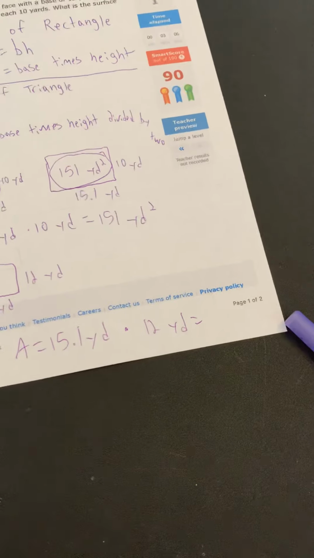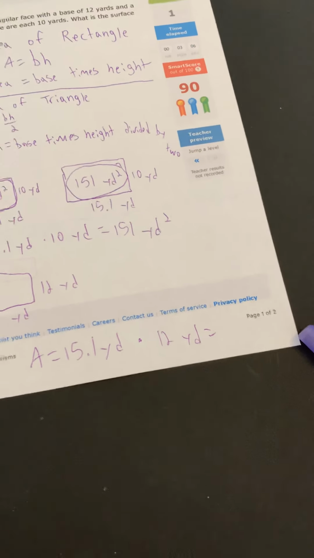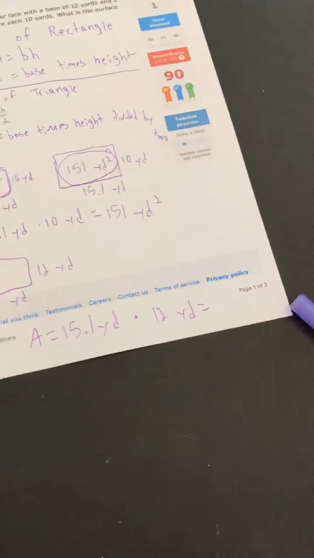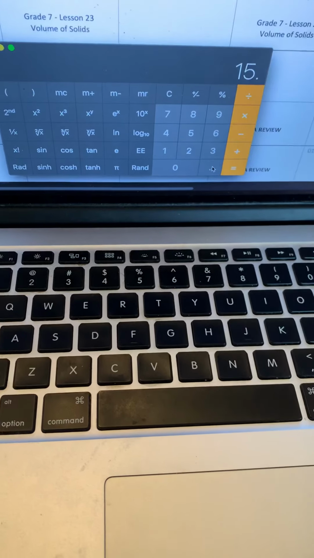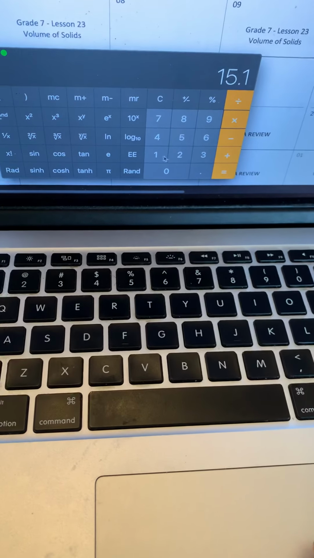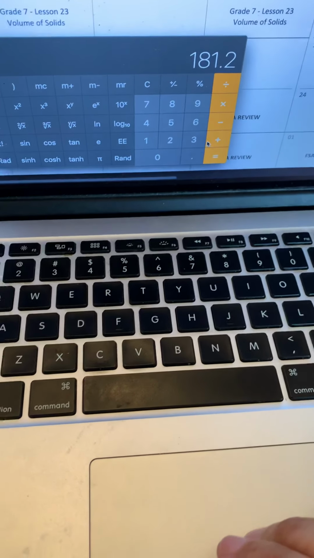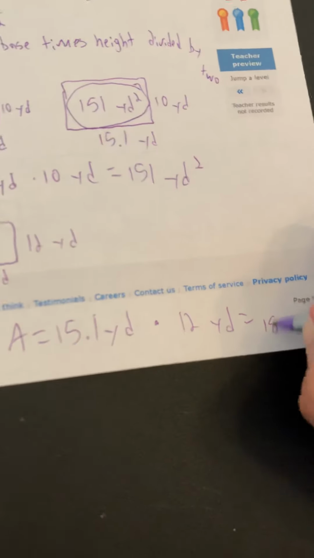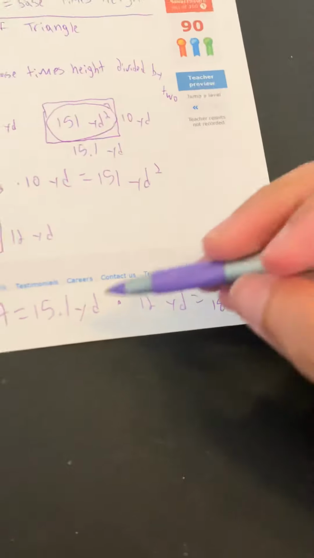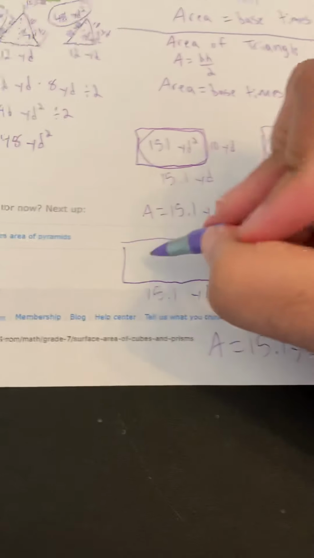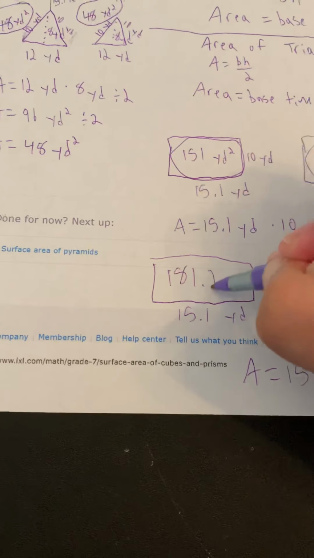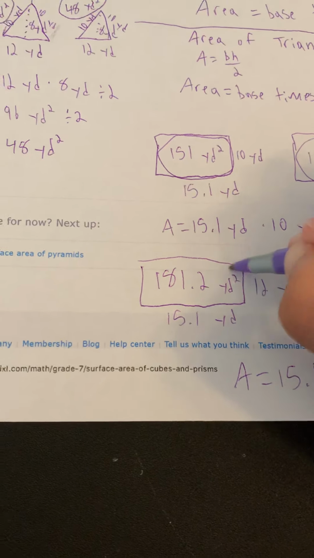So let me come over to my handy dandy calculator and see what I can come up with. So I got 15.1 times 12, and that is 181.2. So I got 181.2, and yards times yards is yards squared. So this is 181.2 yards squared.